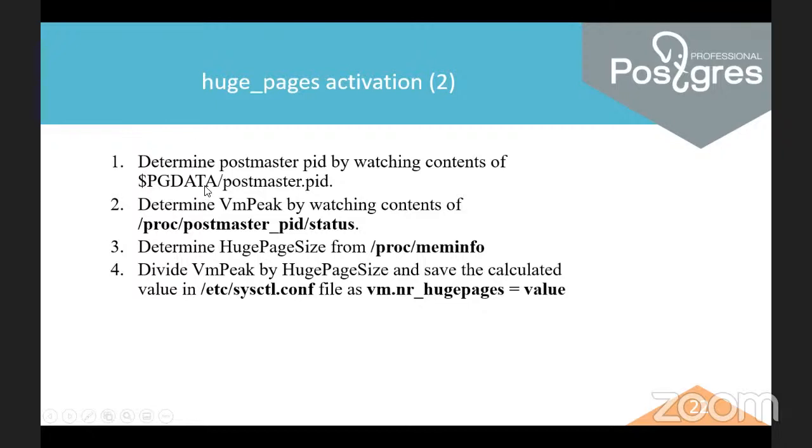The third thing we need to do is to find out what huge page size is from /proc/meminfo, and then we should divide VmPeak by huge page size and save the calculated value in /etc/sysctl.conf as this parameter.